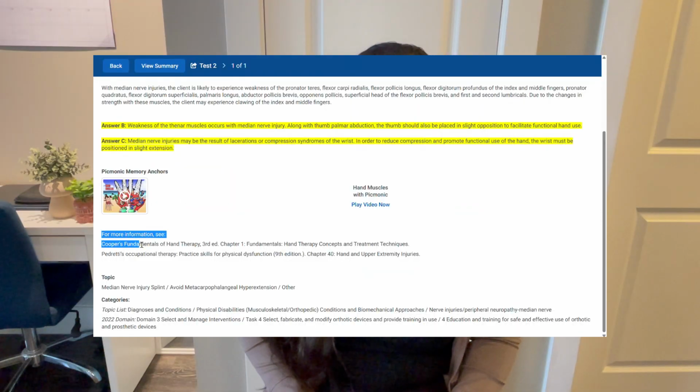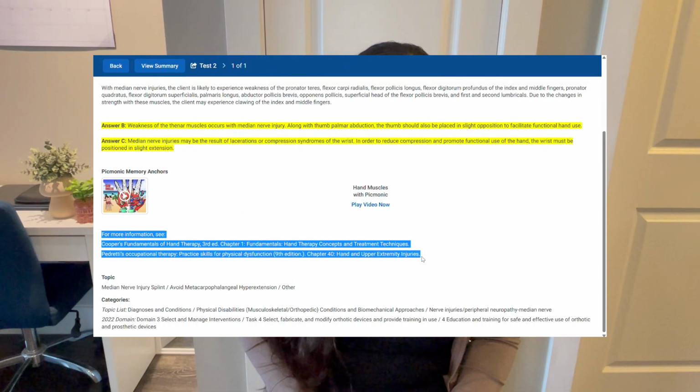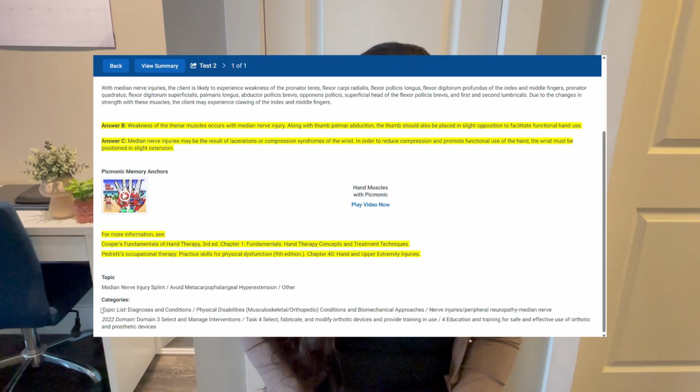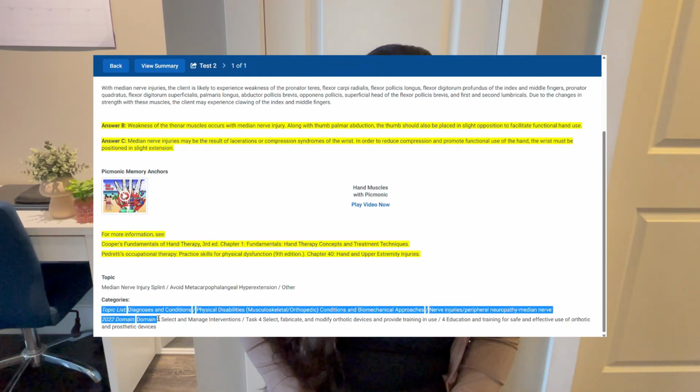So you do want that wrist in slight extension, which is why wrist extension is not the correct answer. Another thing that I wanted to highlight about TrueLearn is that if you continue to scroll down, you will see that it provides where you can find this information so that way you can continue to study more in depth. Okay, so that was question one. Let's move on to question two.